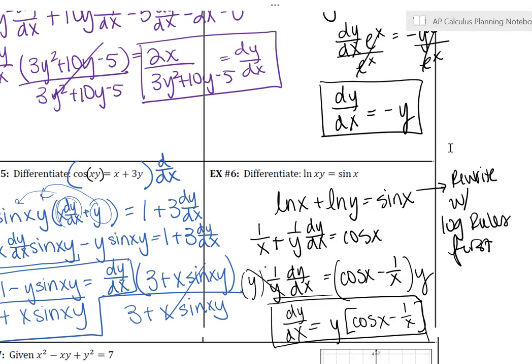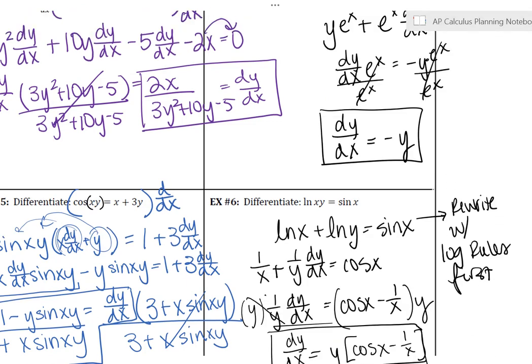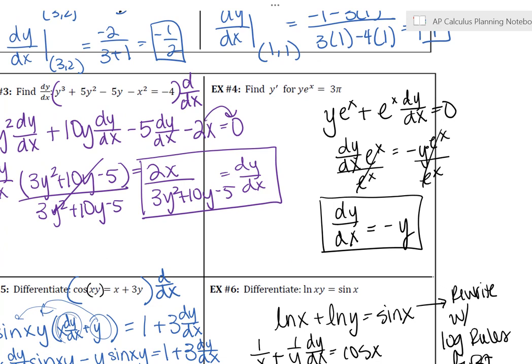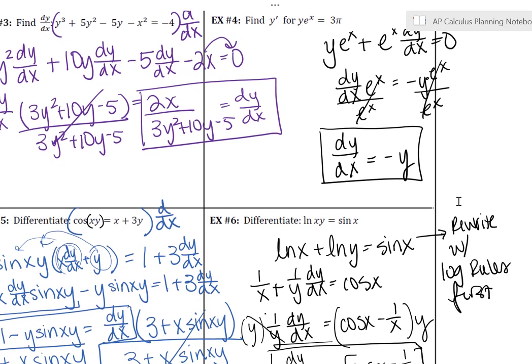So guys, quick go through of what we did here. I'm going to scroll up a little. I recognized that what was going on here was product rule. Remember that the derivative of e to the x is just e to the x, but the derivative of y is dy over dx. Moving that y over, dividing by e to the x, and I'm left with a negative y.